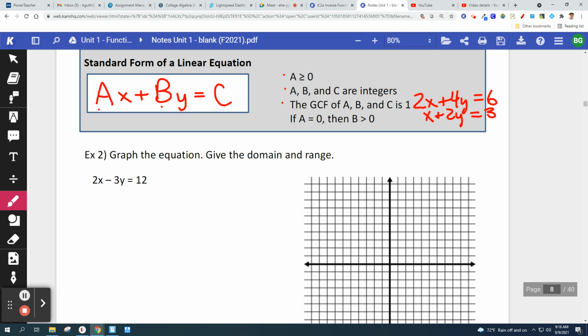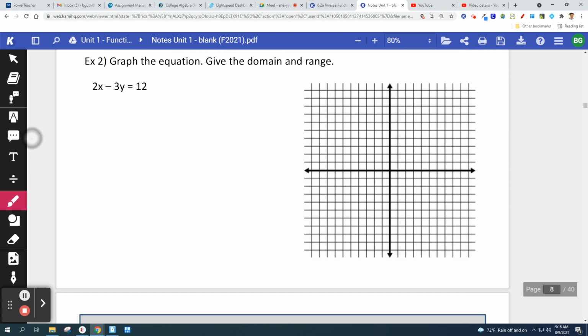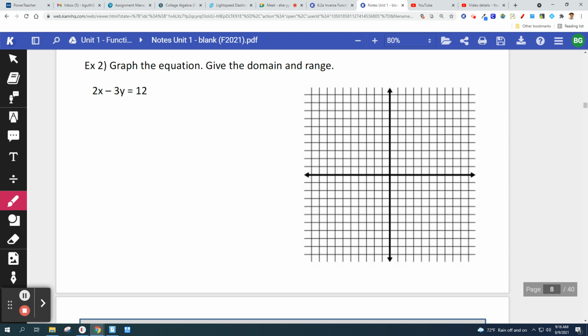So example 2, graph the equation and give the domain and range. A lot of people are so happy with slope-intercept form, they'll change this into y equals mx plus b and graph it. You can if you want to, all right? But standard form has a second way of graphing that I think is kind of easy.